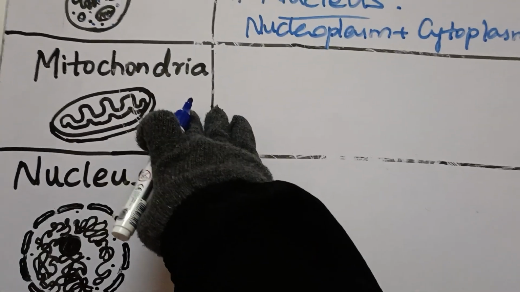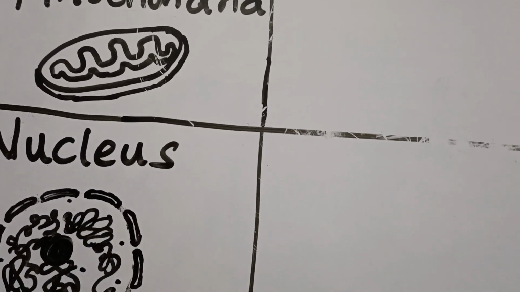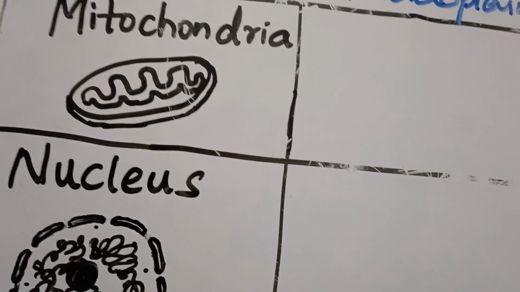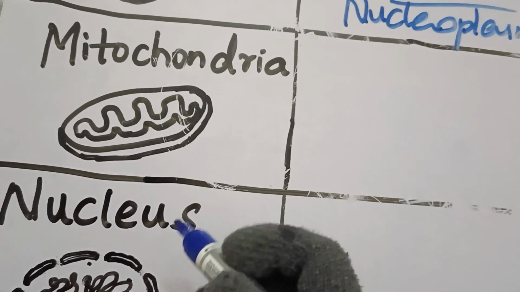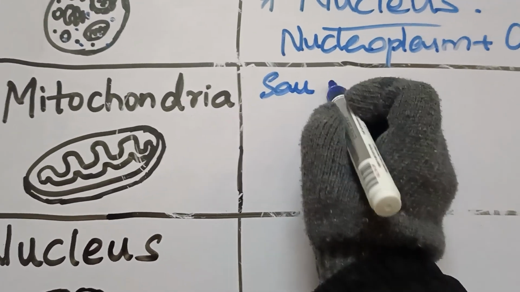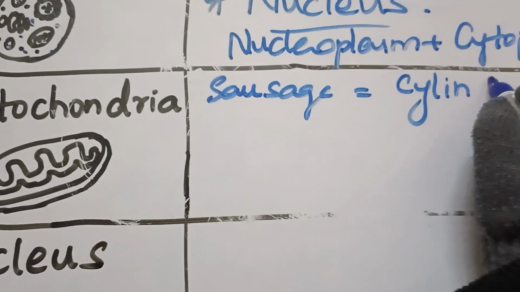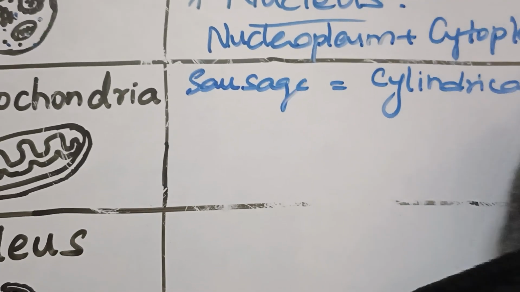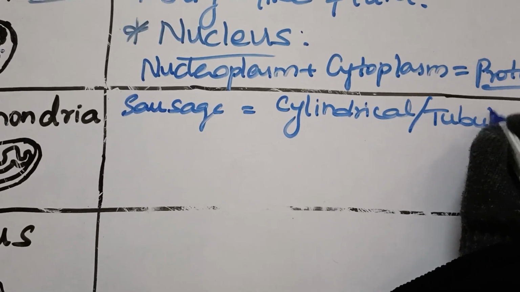Okay, next moving ahead to mitochondria. Mitochondria, plural word, mitochondrion singular. So if you see, mitochondria is a sausage shaped organelle, just like how we have seen that meat sausage having the cuts inside. And here, normally speaking, sausage means cylindrical shape or tubular in shape. Okay, cylindrical or tubular.